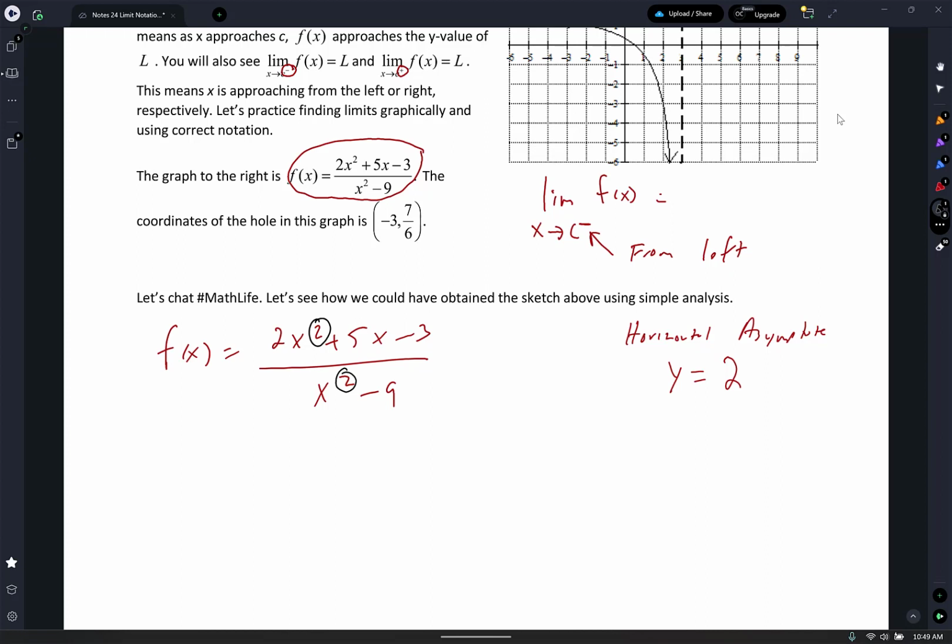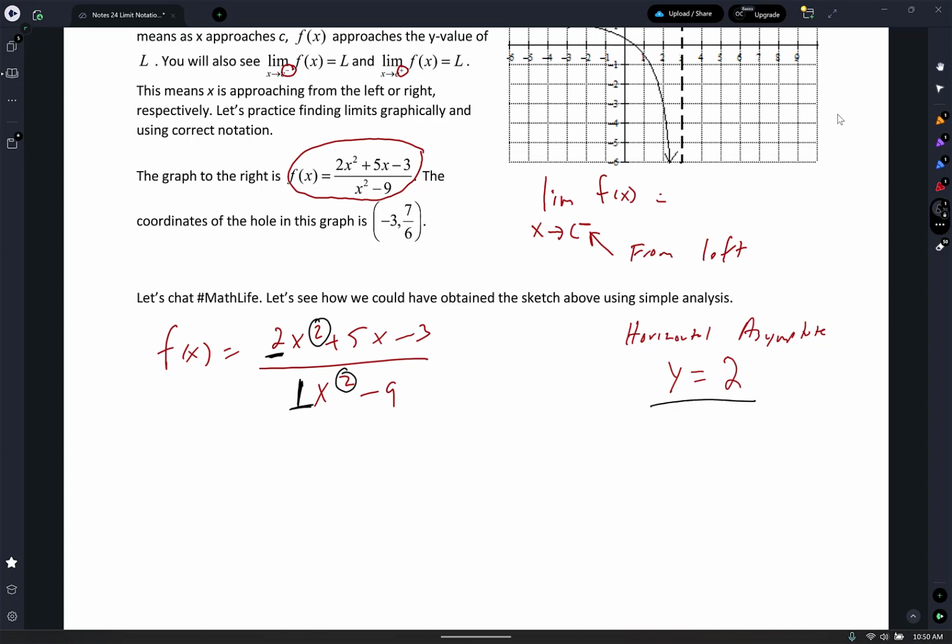Because the highest degree in the numerator is 2, the highest degree in the denominator is 2. That is not why the horizontal asymptote is 2. It just so happens it's a 2. So you take the coefficient in front of the x squared in the numerator and the coefficient in front of the x squared in the denominator. 2 divided by 1 is 2, so that's my horizontal asymptote. That's my end behavior as I approach positive infinity and negative infinity. So horizontal asymptote is that.